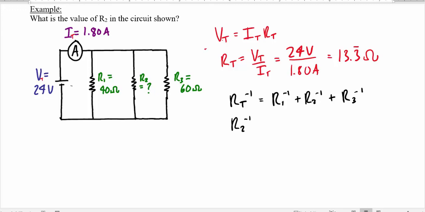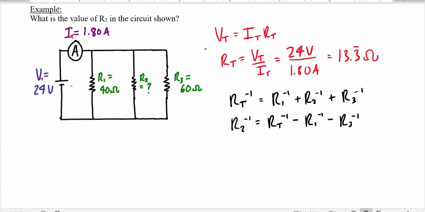I've got R2 to the negative 1 is going to equal R total to the negative 1, and I'm going to subtract R1 to the negative 1 and R3 to the negative 1. Now, I know all these to the negative 1s can get a little bit confusing, and it's a little bit of an irritating notation, but just make sure we keep track of them. Note that each of these has a little negative 1 associated with it. Like each of these is an inverse.